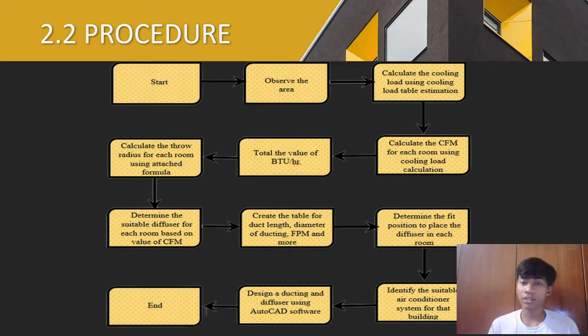Then I calculate the throw radius using the formula that I mentioned before, and then I determine the suitable diffuser for each room based on the value of CFM. Then I created the table for duct length, diameter of ducting, FPM, and more. After that, I determine the best position to place the diffuser in each room, and then I identify the suitable air conditioner system for that building. Then I design a ducting and diffuser using AutoCAD software, and after that I built the ducting in that building.